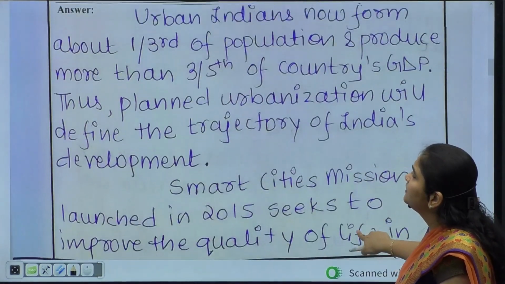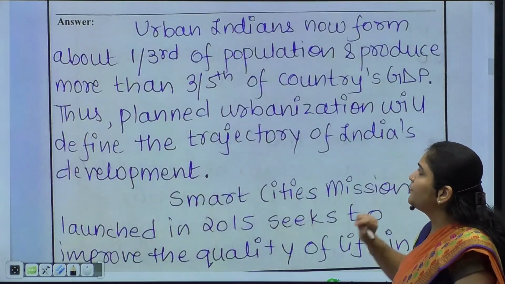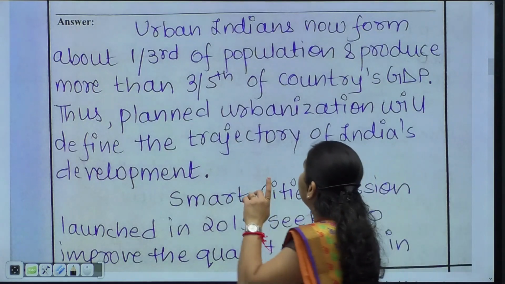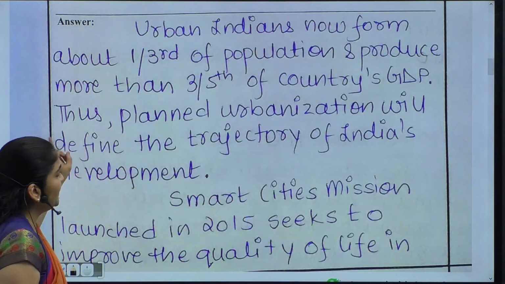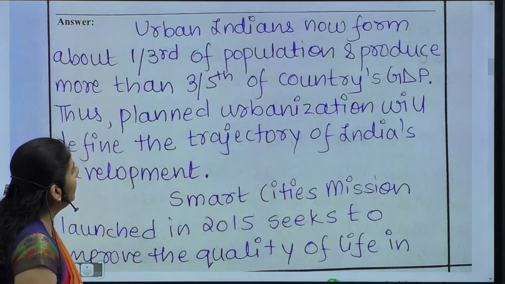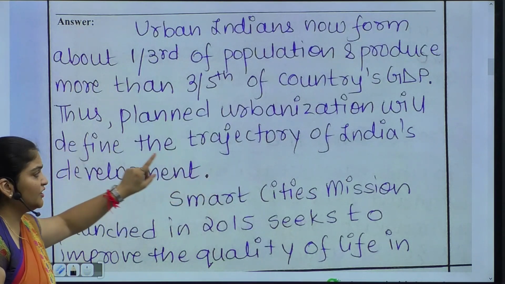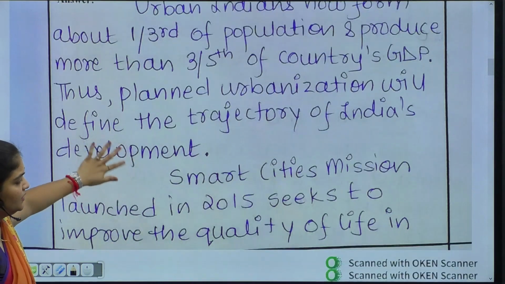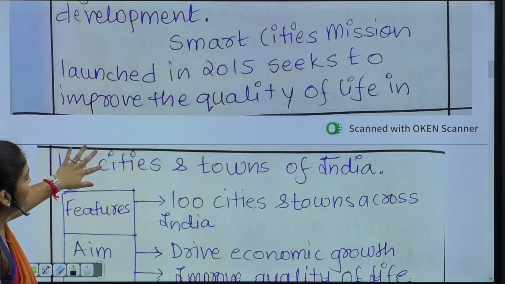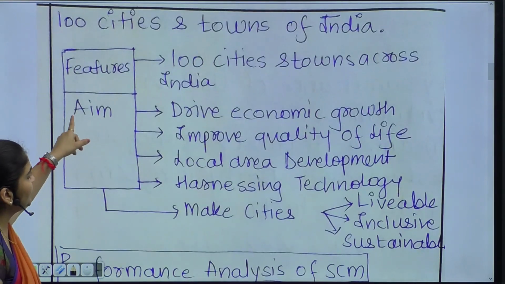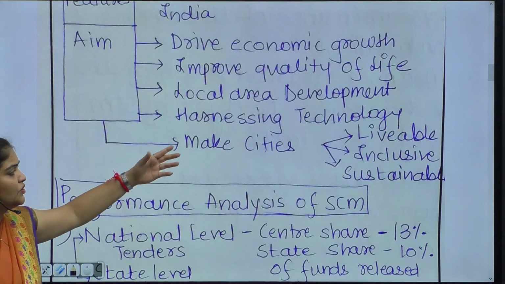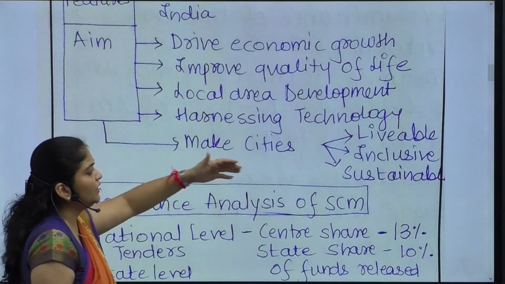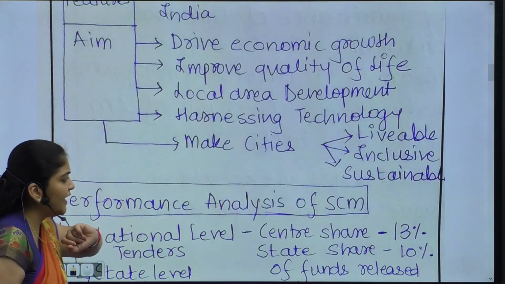Urban Indians constitute one-third of the population, and produce more than three-fifths of the country's GDP. So planned urbanization is going to shape the trajectory of India's development. So, the Smart Cities Mission for 100 cities and towns of India: what are the features, what are the aims, and how it wants to make cities more livable, more inclusive, more sustainable, all that we have added.